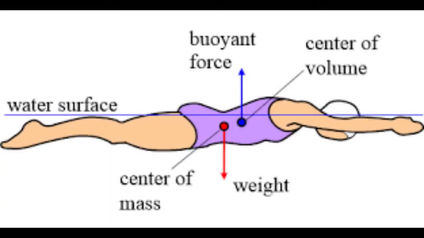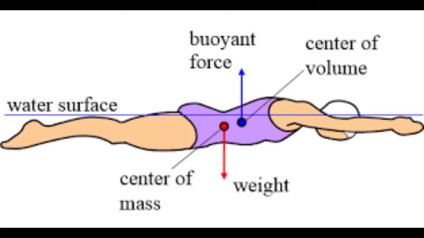For the object to maintain its orientation in the water, that is not rotate, this buoyant force must pass through the center of mass of the object. If this buoyant force does not pass through the center of mass and is offset from it, as we can see in this picture, then the object will rotate until the buoyant force passes through the center of mass. At this point, rotational equilibrium is reached.